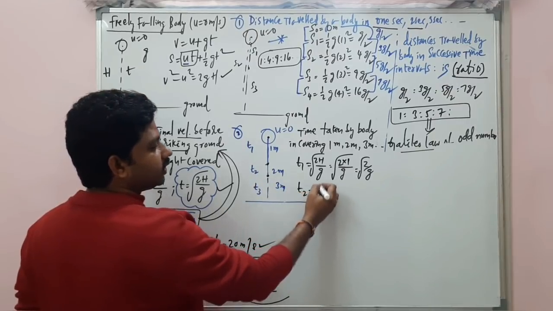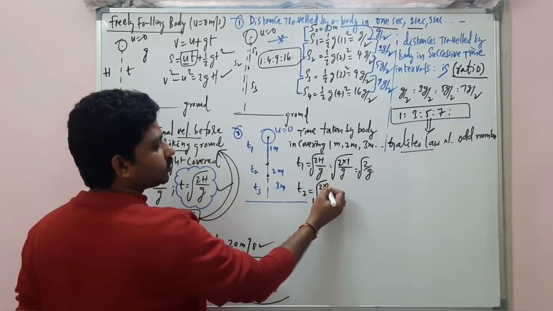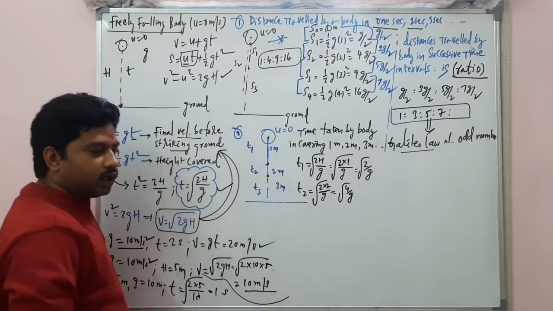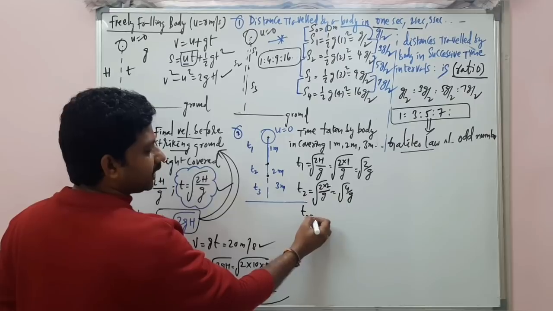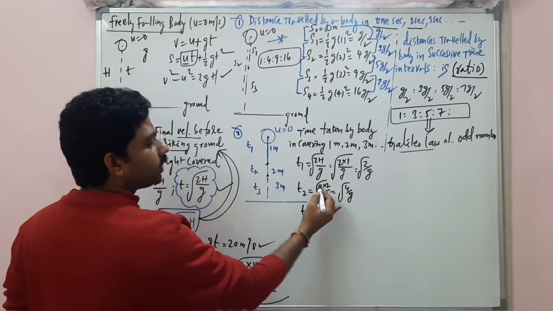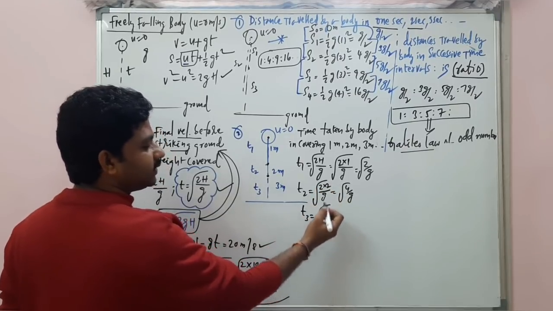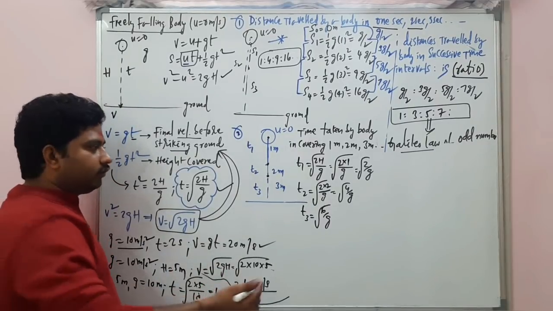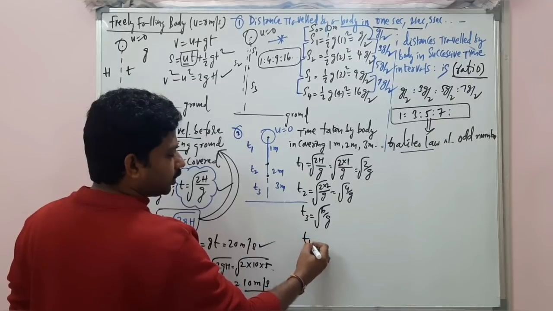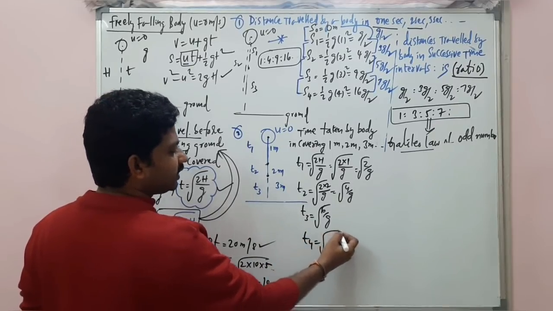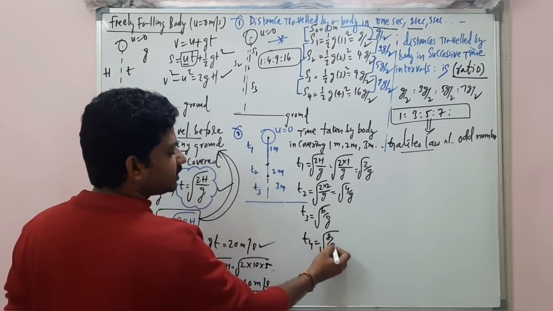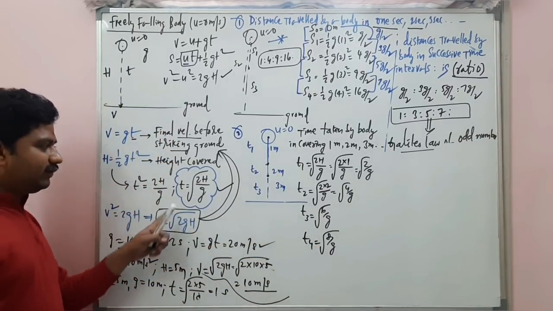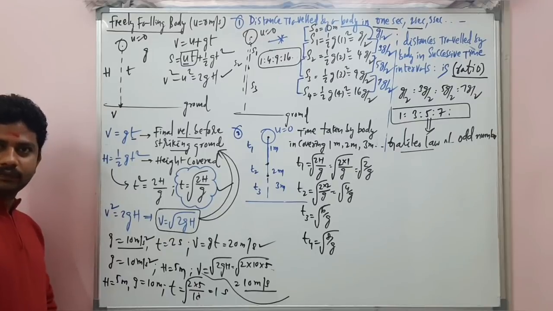T2 is square root of 2 into h, where h is 2, which is root 4 by g. The time taken by the body in covering 3 meters is 2 into 3, which is root 6 by g. And one more, the time taken in covering 4 meters is 2 into 4, root 8 by g. It goes like that. Direct formula only we have used here, nothing else.